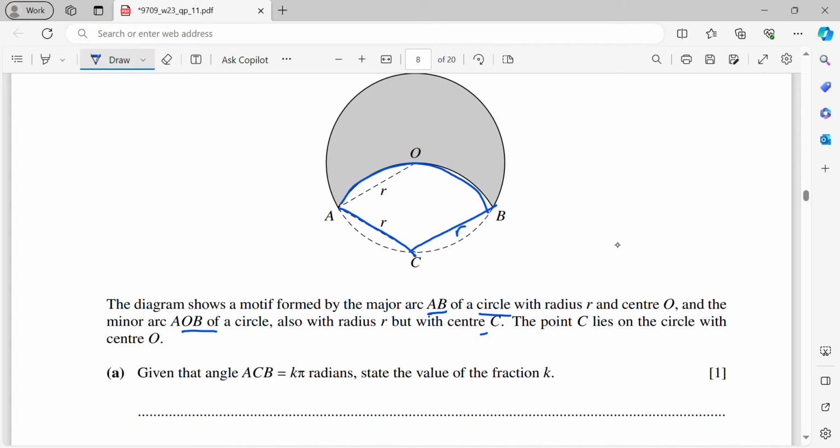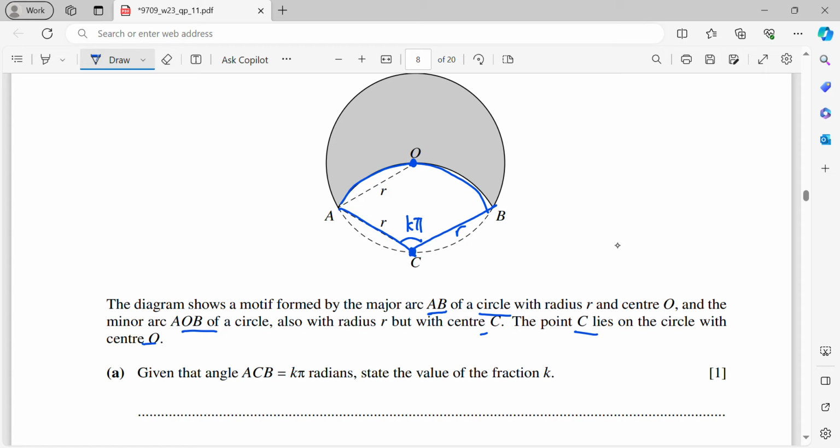Okay, the point C lies on the circle with center O. So here, the point C, this is the center. Given that angle ACB is K pi, so ACB here is K pi. State the value of the fraction K.